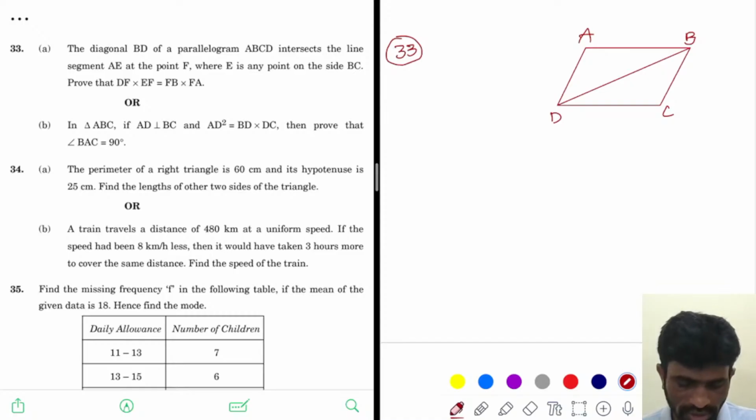Draw AE also such that E is any point on BC. Let us take this is E on BC. Then join AE. Now this is the point of intersection F.